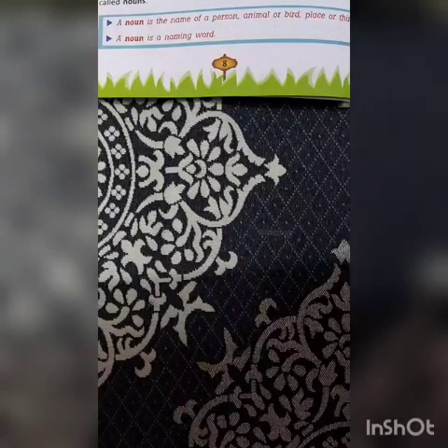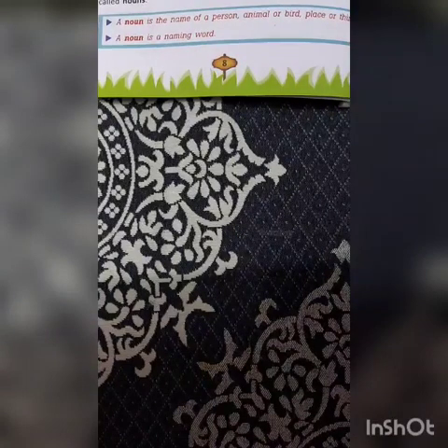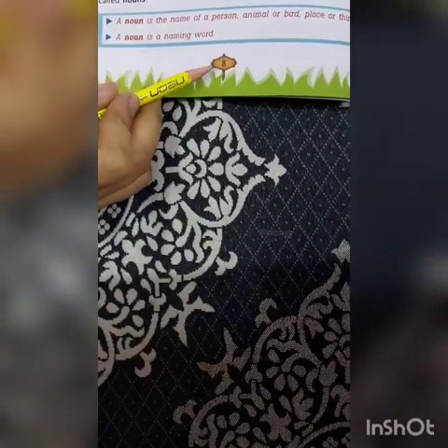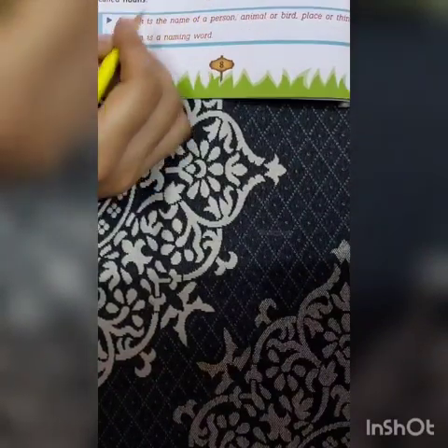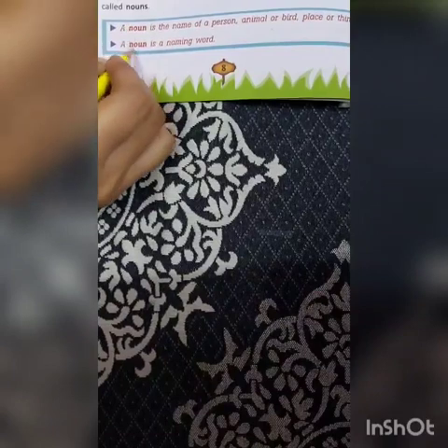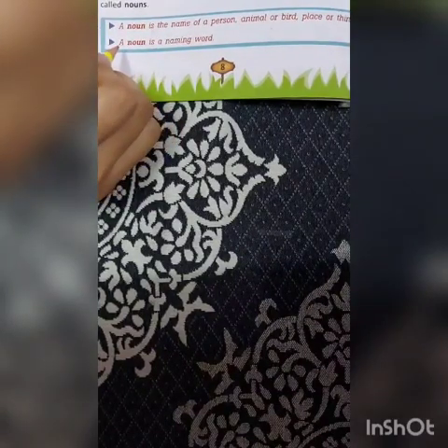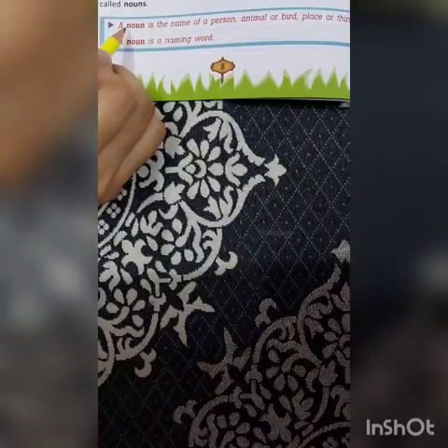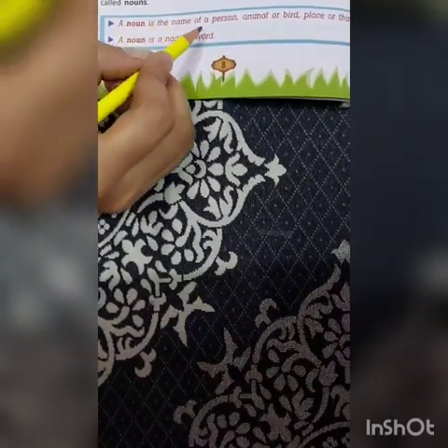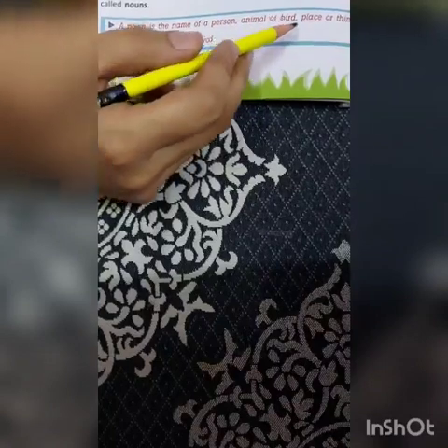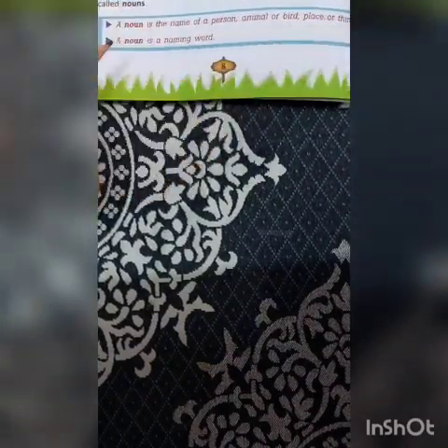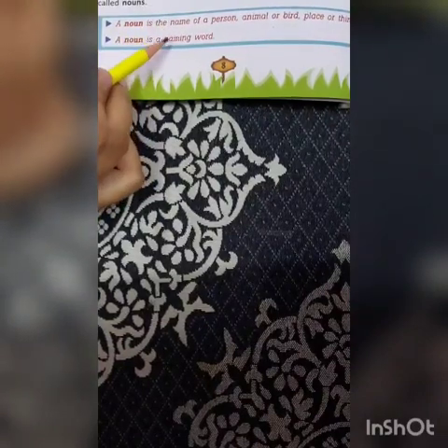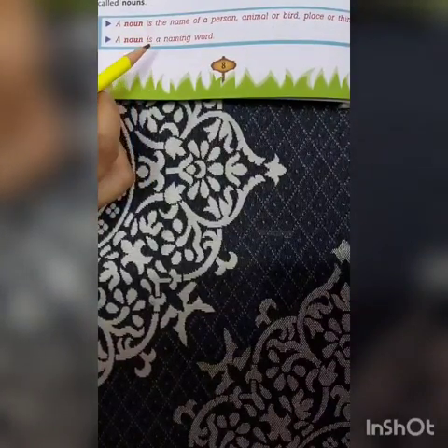Now children, one more thing that you have to do is that you will copy the definition of noun given on page number 8 of your grammar book, both these parts in your language notebook. Okay, so you will copy this entire definition. A noun is the name of a person, animal or bird, place or thing. A noun is a naming word. These two you have to copy in your language notebook.